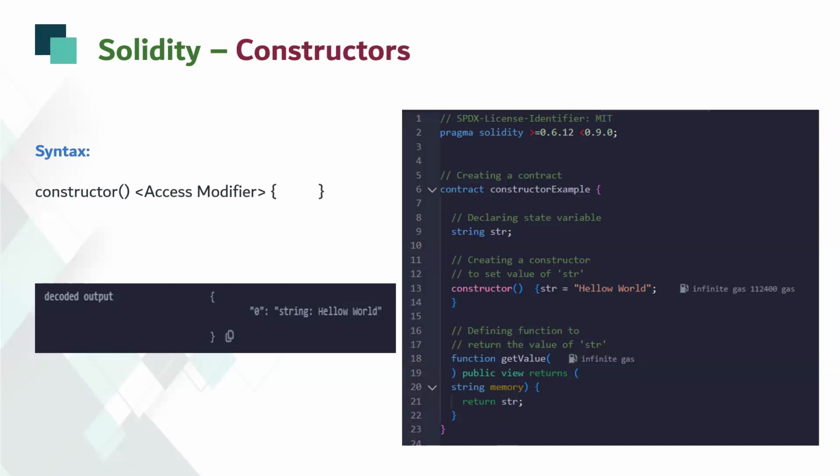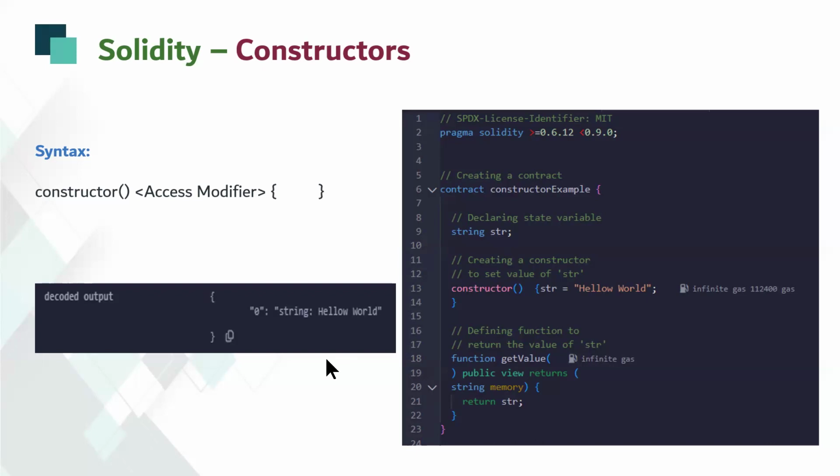So in summary, this Solidity code demonstrates the creation of a constructor that sets the initial value of the state variable str to hello world during contract deployment. The getValue function allows anyone to retrieve the value of str without modifying it.